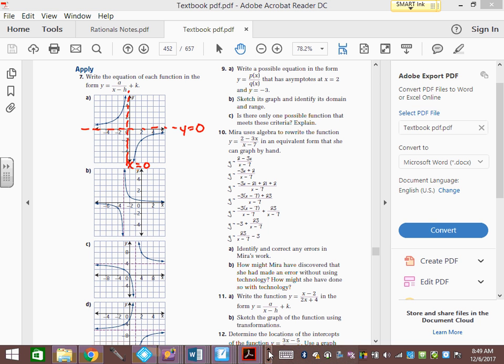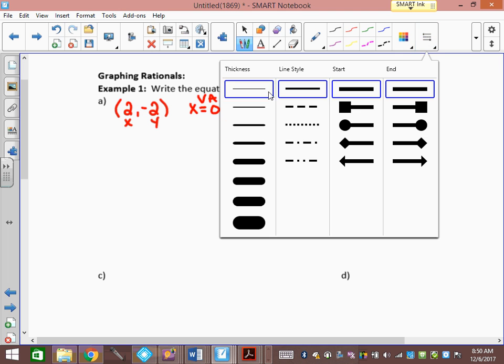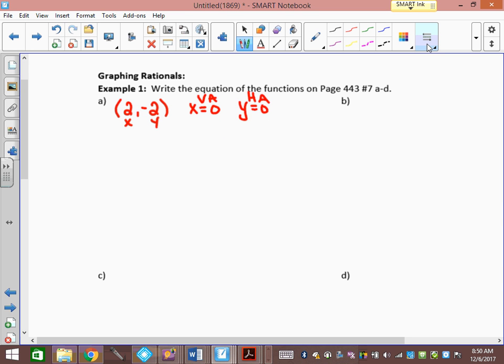It was on this side. So we know we have the point 2 and -2, and we know we have x, y always when it's a point. And we know we have x equals 0 as our vertical asymptote and y equals 0 as our horizontal asymptote. So that's it. We don't have any translations. So if we just have asymptotes, we can use that other equation. So y equals a over x minus h plus k.